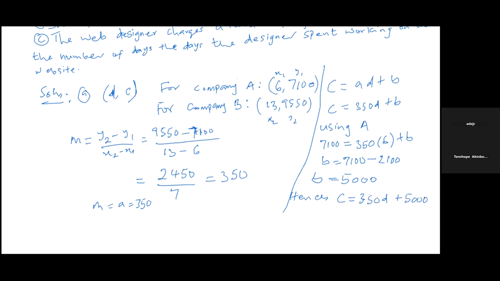The question says we should write an equation linking days D and website cost C in this form. So that's it. We have a model connecting the cost and the days it will take to do the job. Any question on that? Yes, sir. Oh, it's clear, no question, right?